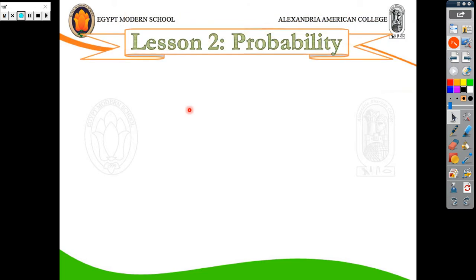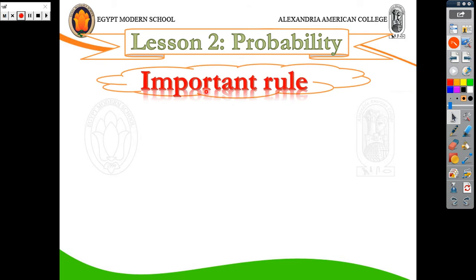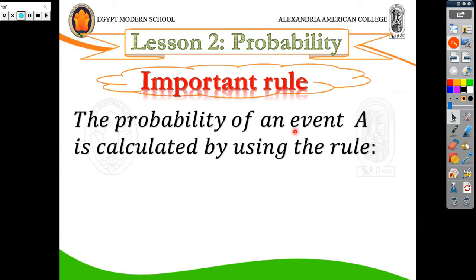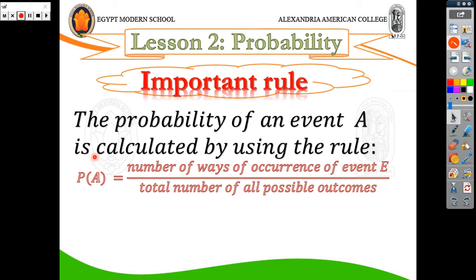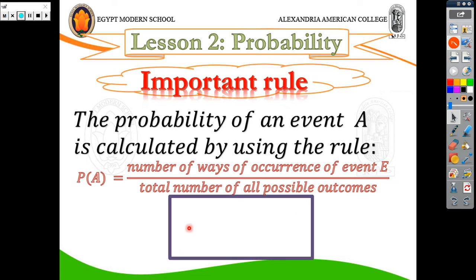Lesson 2, Probability. Okay, we studied it before in Junior 6, Junior 5 and Junior 4 also. We have an important rule here. The probability of any event or experiment, for example A, means the number of this event over the total. Probability of A equals number of A over number of S. Number of S means the number of the sample space.